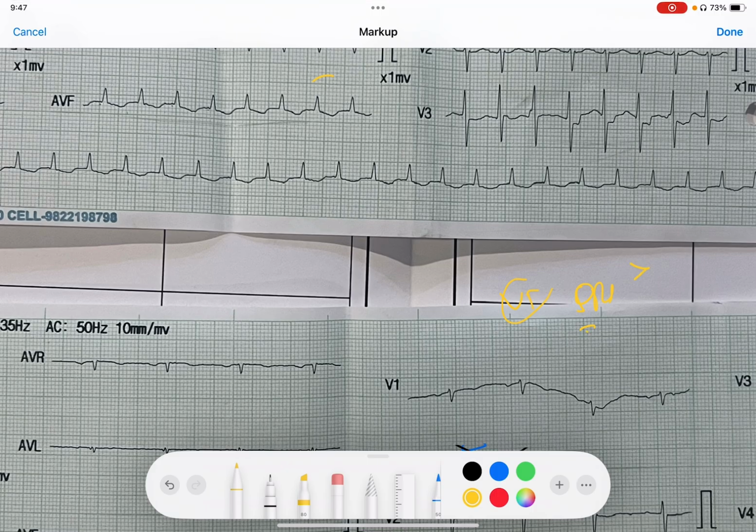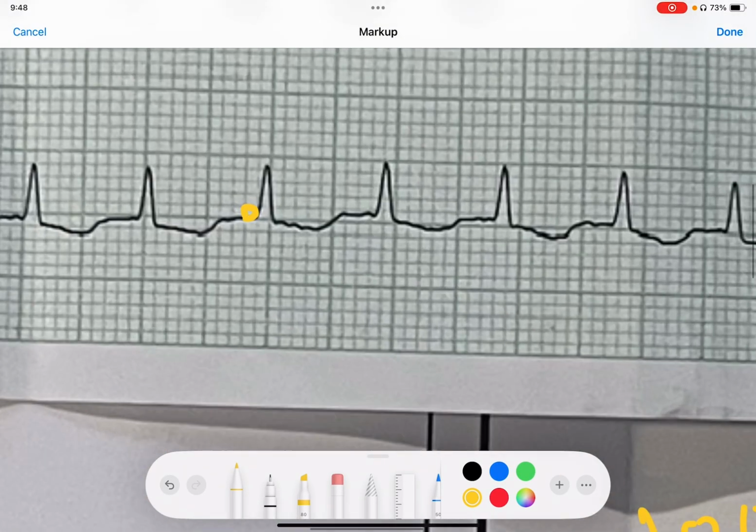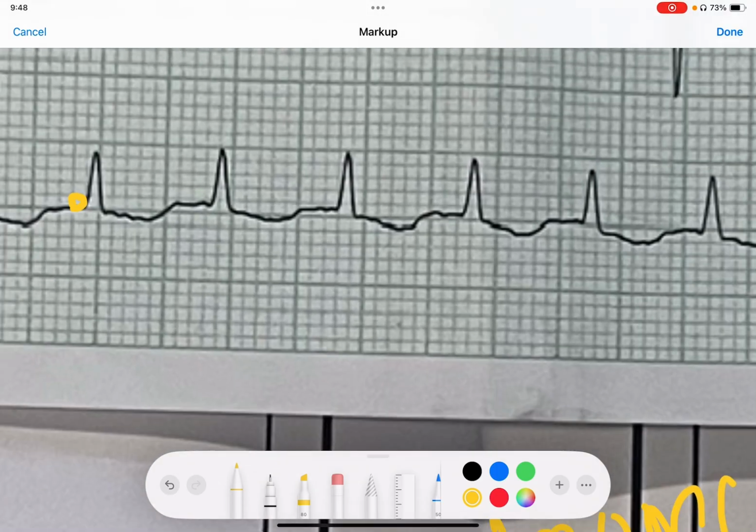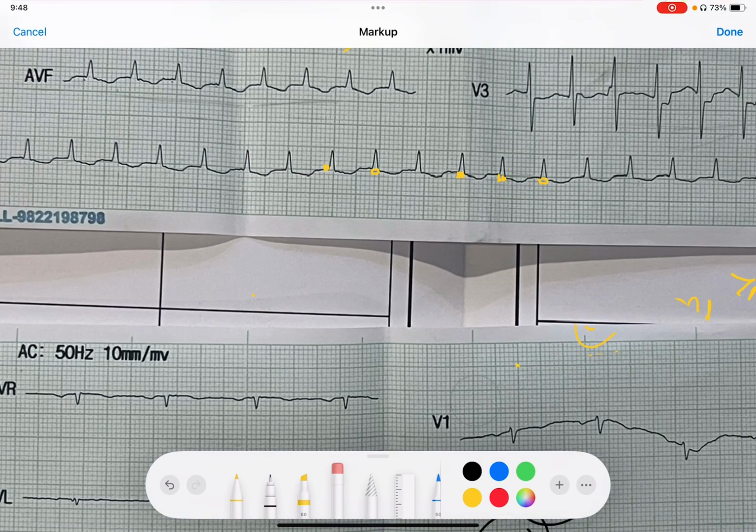Whenever the rhythm originates in the ventricle, the QRS has to be wide, meaning more than 120 milliseconds, because normal QRS is less than 100 milliseconds. In short, 40 milliseconds means one small box, so 120 means more than three small boxes. If it is there, we call it a wide QRS. Now here, if we zoom in, there are hardly two boxes. See this, there are hardly two boxes, this one and a half boxes. So the QRS is not wide at all. This is a narrow complex tachycardia.